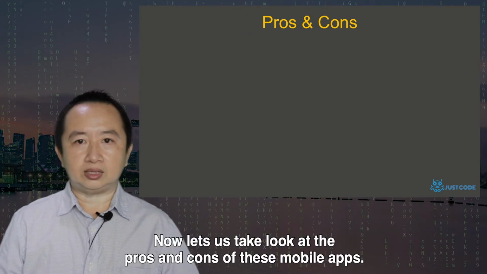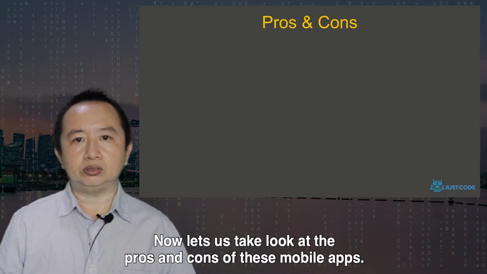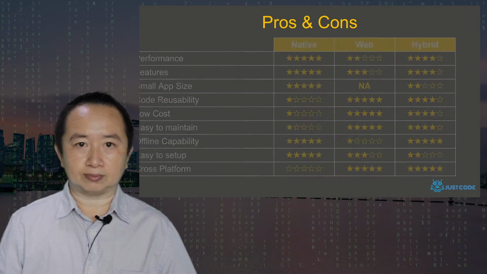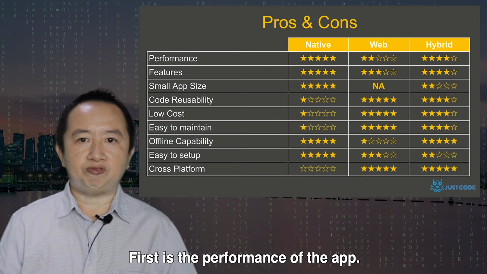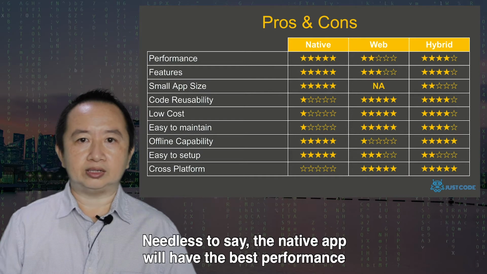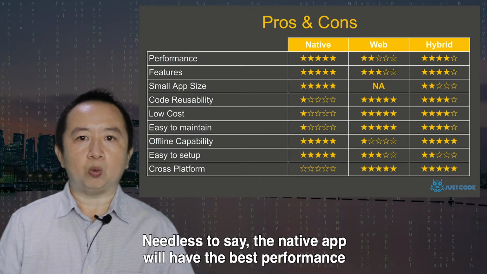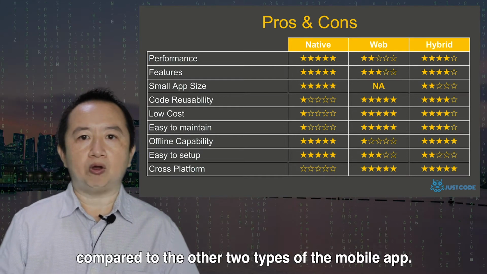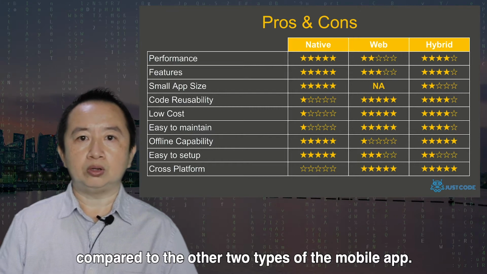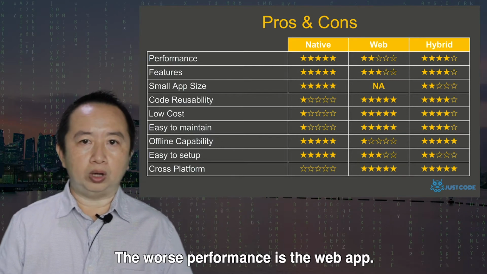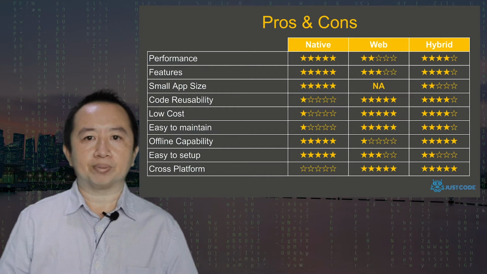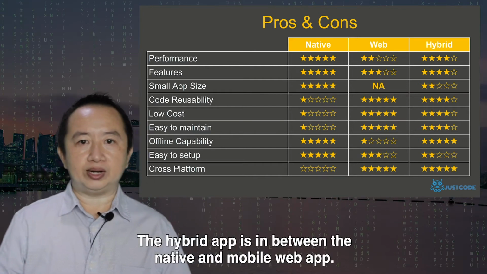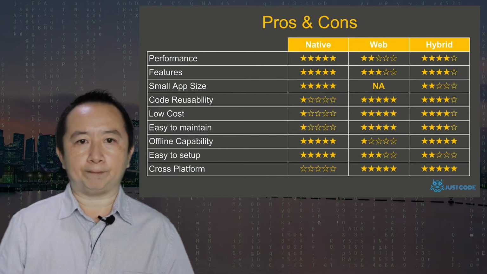Now, let us take a look at the pros and cons of these mobile apps. First is the performance of the app. Needless to say, the native app will have the best performance compared to the other two types of mobile app. The worst performance is the web app. The hybrid app is in between the native and mobile web app.